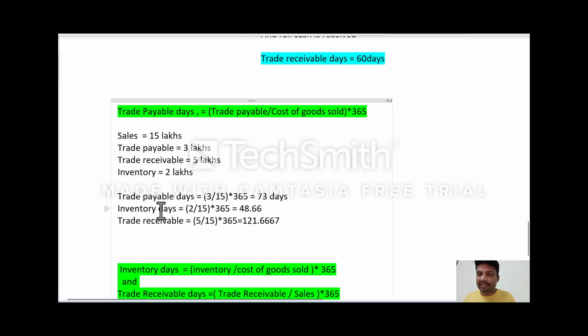For the calculation of inventory days, what is the formula? Simply we will use this formula: inventory by cost of goods sold into 365.